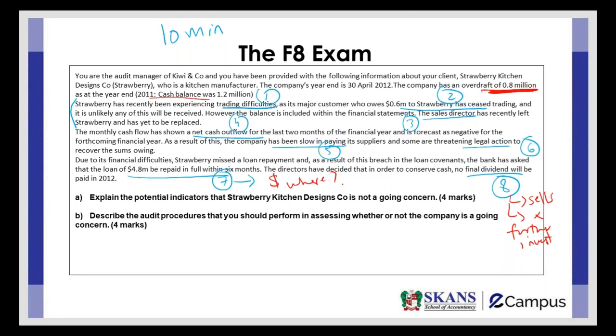If you have a net cash outflow, that is very self-explanatory. You're going to be facing liquidity or cash management problems. Again, if you've been slow in paying suppliers, they might withdraw credit and therefore you'll have to pay on cash, a further negative impact on your liquidity.